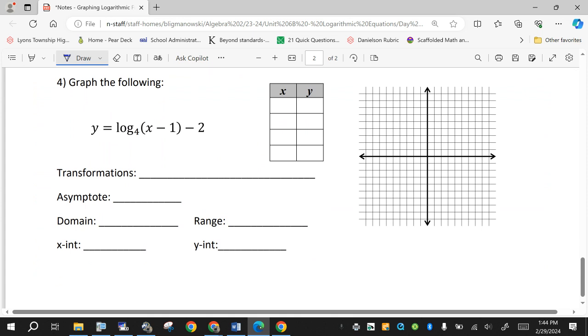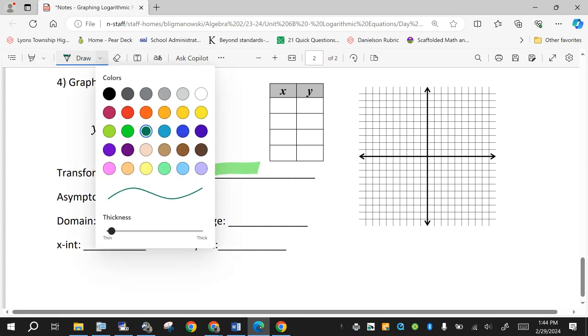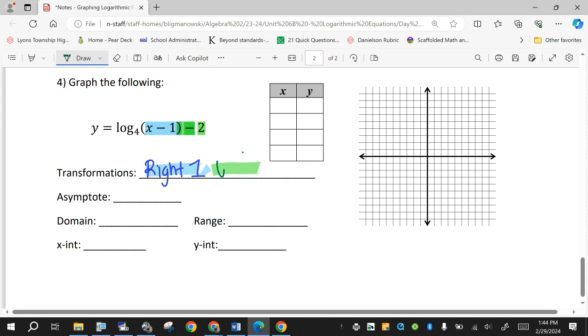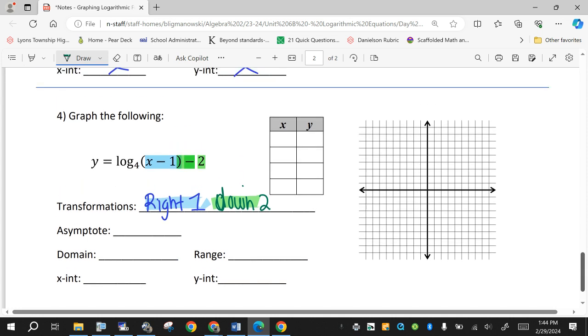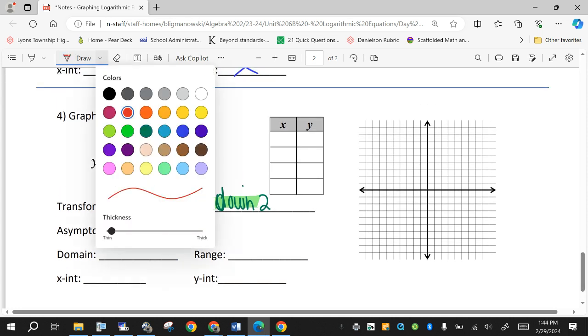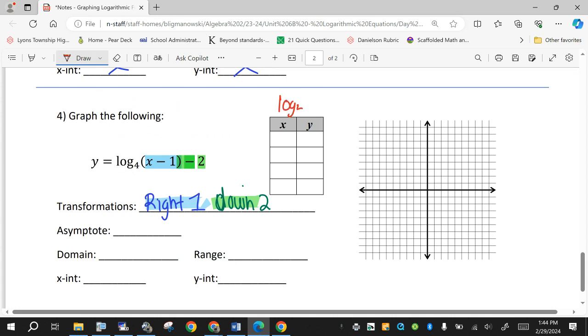All right, we're going to do one more now with 2 transformations. So if I have minus x minus 1, that tells me we're going right 1. And then I have minus 2. So that's going to tell me that we're going down 2. So I'm going to get my table of values for log base 4 of x.